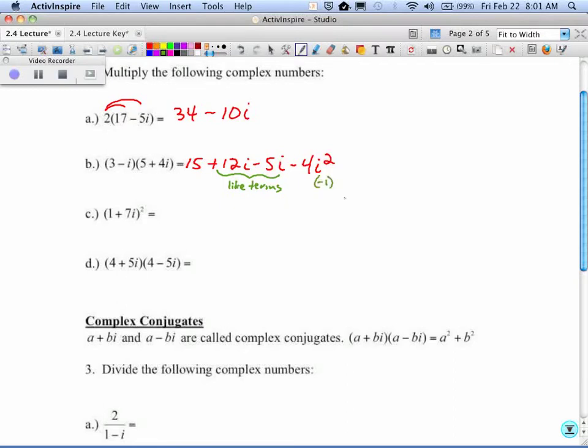So what happens when that becomes -1? What's -4 times -1? +4 plus the 15. I'm getting 19. And my like terms, when they go together, give me 7i.